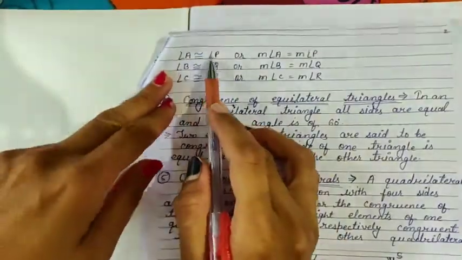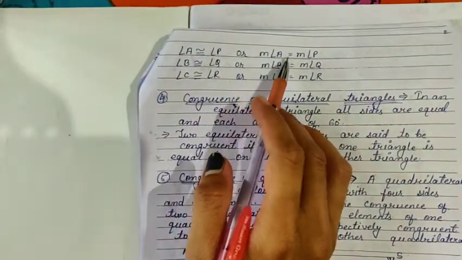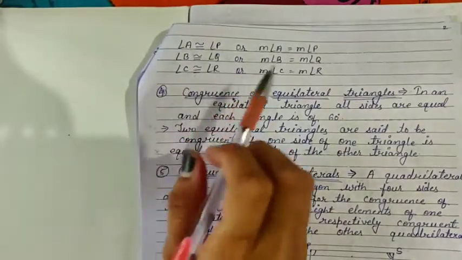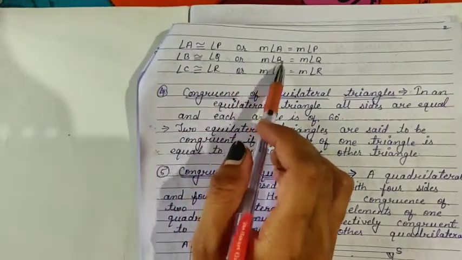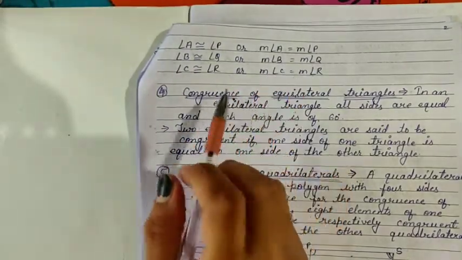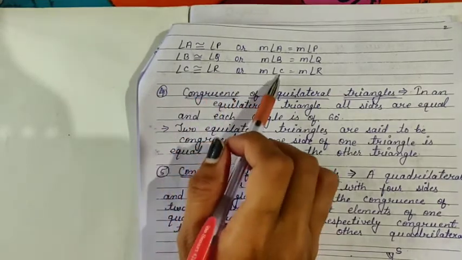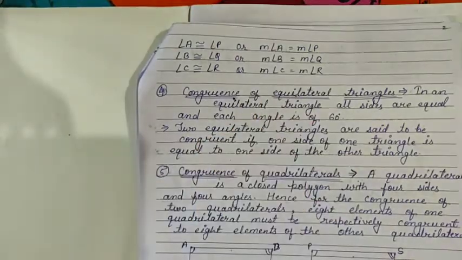And angle A is congruent to angle P. It means the measure of angle A equals the measure of angle P. Angle B is congruent to angle Q. It means the measure of angle B equals the measure of angle Q. And angle C is congruent to angle R. It means the measure of angle C equals the measure of angle R.